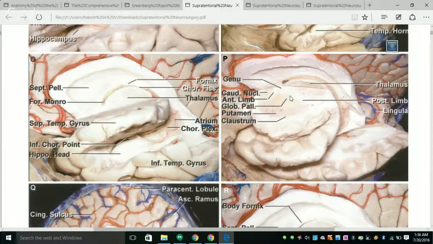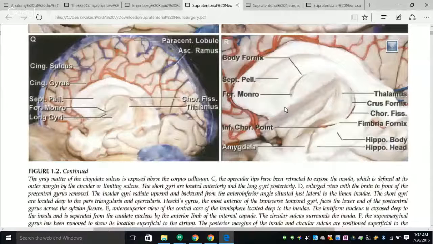thalamus, and anterior and posterior limbs of the genu of the internal capsule. So we have the central core of the hemisphere, which includes the caudate and lentiform nucleus, thalamus, and anterior and posterior limbs of the genu of the internal capsule.